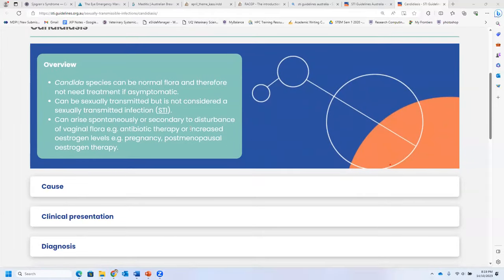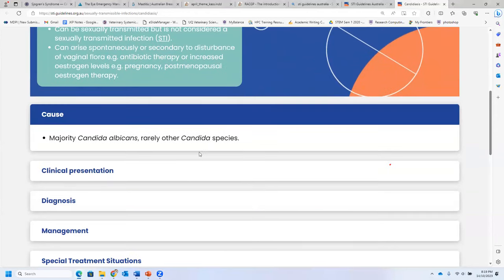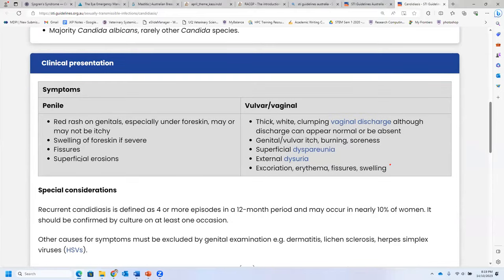It can arise spontaneously or secondary to disturbance of the normal vaginal flora. For example, the patient is having antibiotic therapy or increased estrogen levels like pregnancy or postmenopausal estrogen therapy. Causes, we know it's Candida albicans. Clinical presentation.